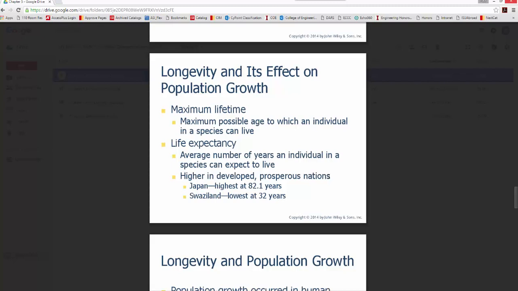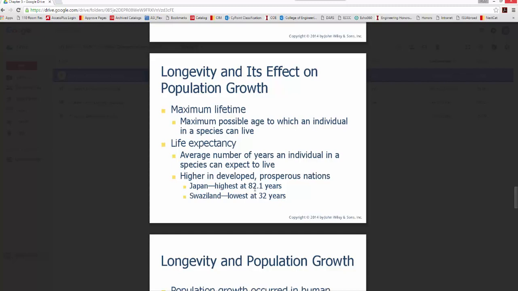The maximum lifetime is basically the maximum possible age to which an individual in a species can live. And then the life expectancy is the average number of years an individual can expect to live. Here's some examples of life expectancies. In Japan, you see 82.1 years. So as of the writing of this textbook back in 2012, someone born in Japan could expect to live 82 years of age. Any idea why that might be?